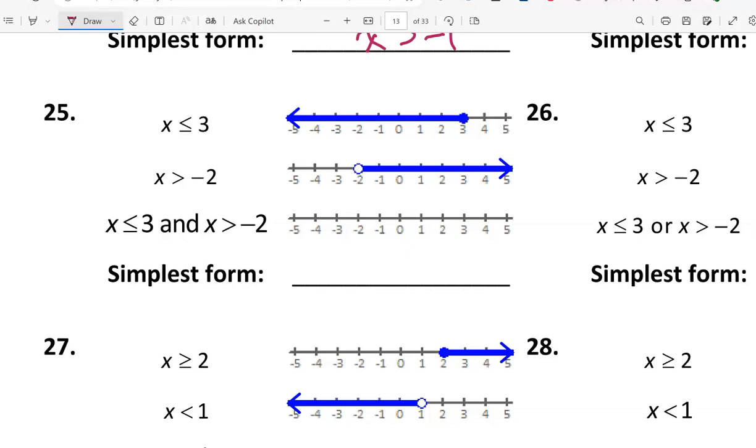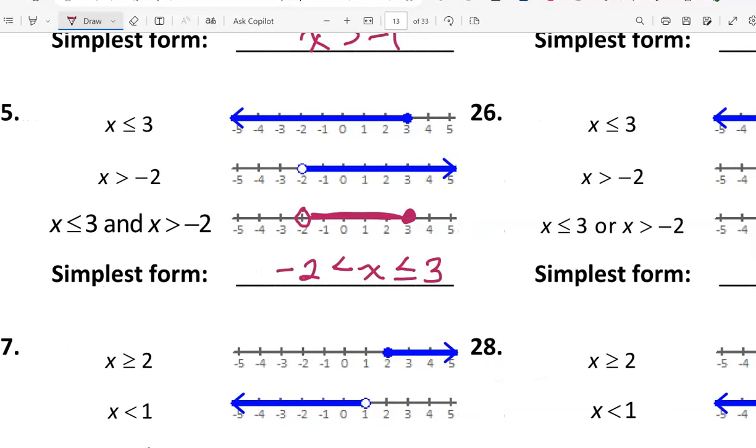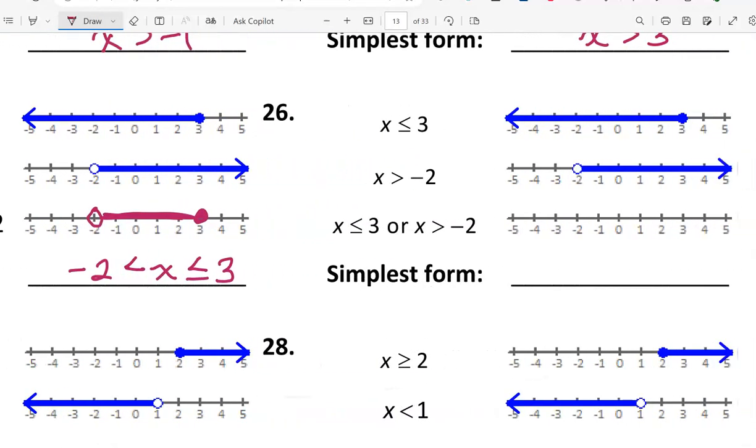In 25, we see the two inequalities graphed, and if we connect them with the word "and," we are looking for the intersection. We're graphing what is in the first set and also in the second set. That is simply those numbers that are in between -2 and 3. So writing that down, start on the left: -2 is less than x, less than or equal to 3. Write it down exactly as you see it on the number line.